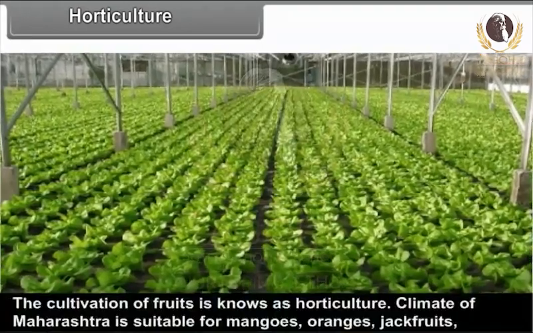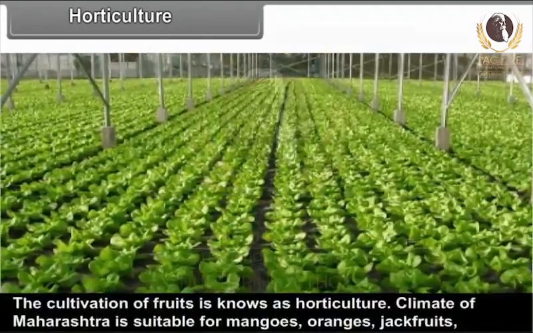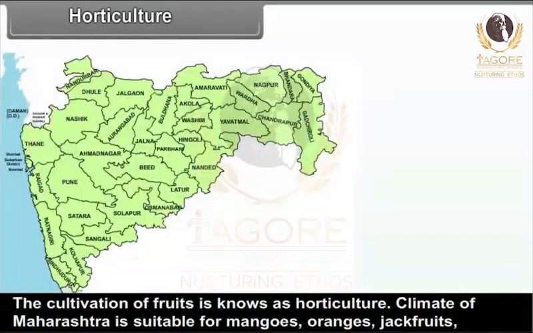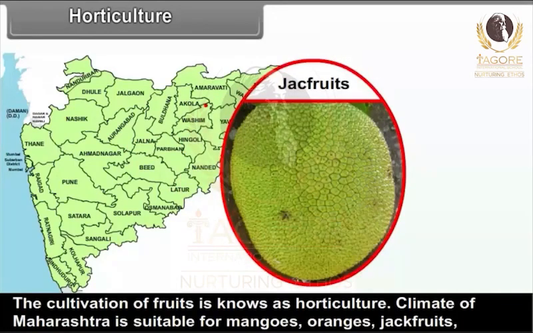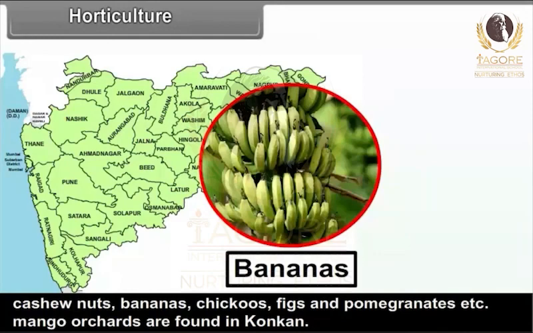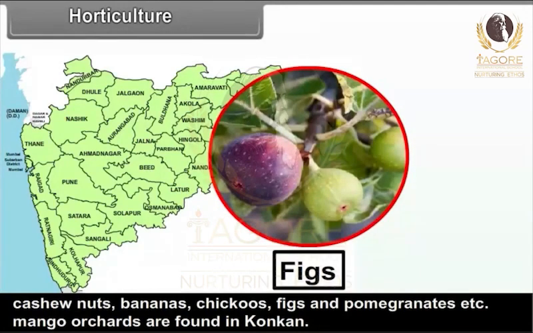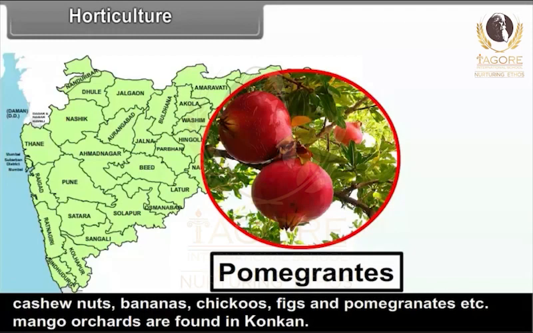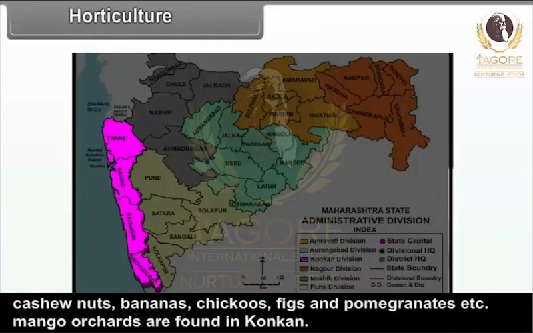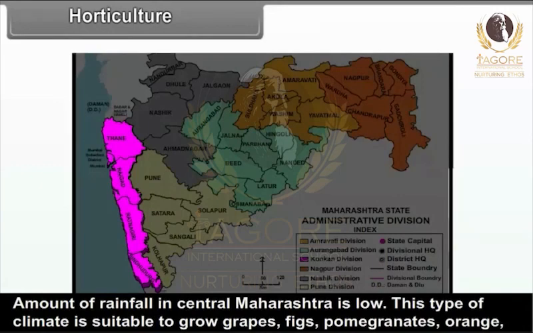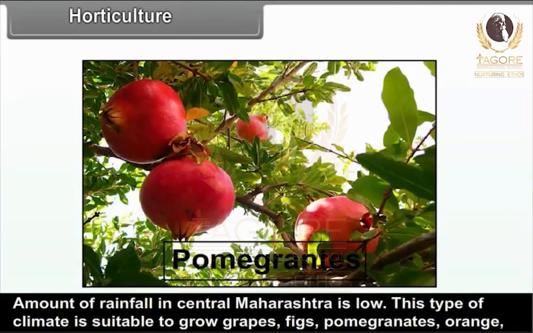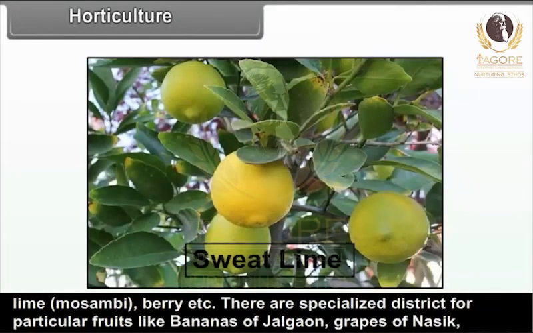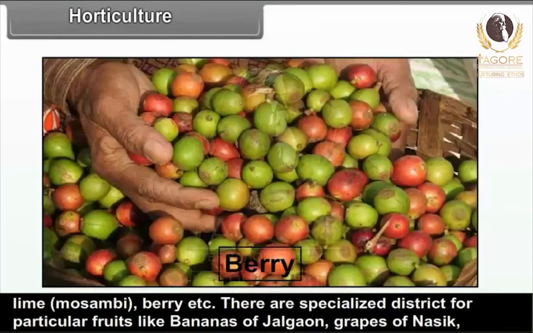Horticulture. The cultivation of fruits is known as horticulture. The climate of Maharashtra is suitable for mangoes, oranges, jackfruits, cashew nuts, bananas, chikus, figs and pomegranates, etc. Mango orchards are found in Konkan. The amount of rainfall in central Maharashtra is low. This type of climate is suitable to grow grapes, figs, pomegranates, oranges, sweet lime that is Mosambi, berry, etc.